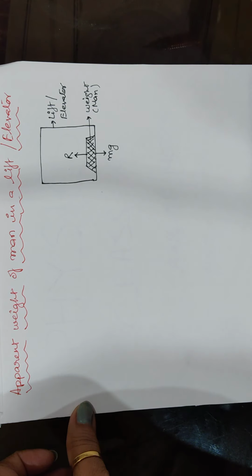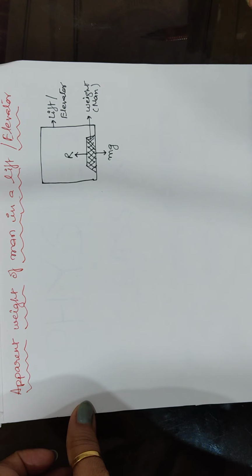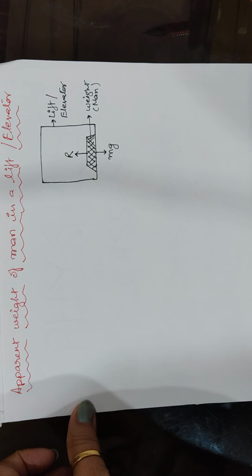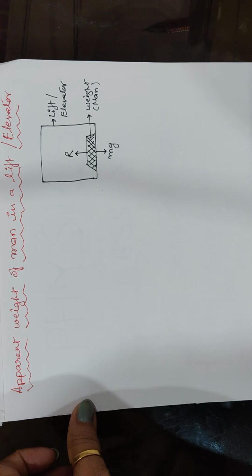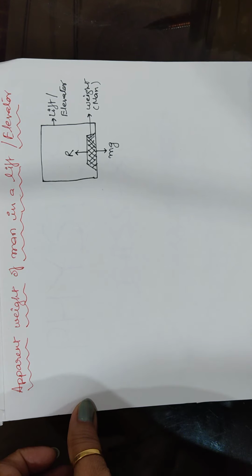You must have traveled in an elevator while going up and down. Whenever you go up in upward motion, you feel a little heaviness in your body, and when you come downward with the lift, you feel a weightlessness in your body. You experience some type of change in your actual weight. That change in your actual weight is your apparent weight.